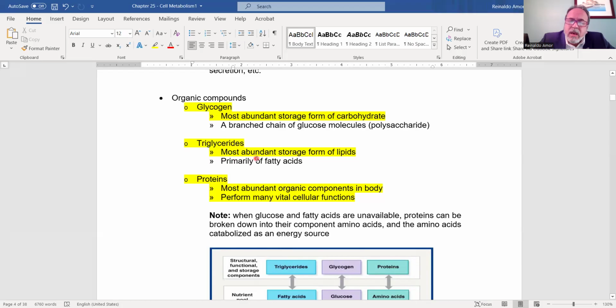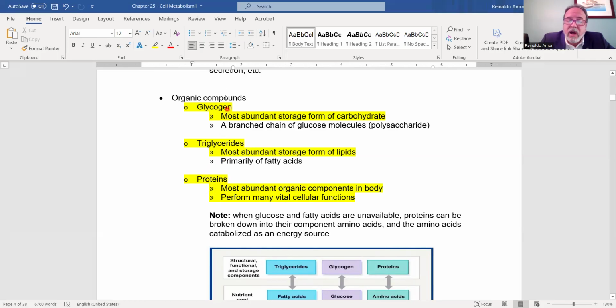Now, triglycerides are the most abundant storage forms of lipids. Okay, we can break down triglycerides into glycerol and fatty acids, and fatty acids can be further broken down into acetyl-CoA, and then we can use acetyl-CoA to make energy. Okay, but again, we need oxygen to be available. Proteins are the most abundant organic components in the body. They perform many vital cellular functions, including enzymatic functions. We want to leave them alone, okay? We're going to leave them as the last resource.